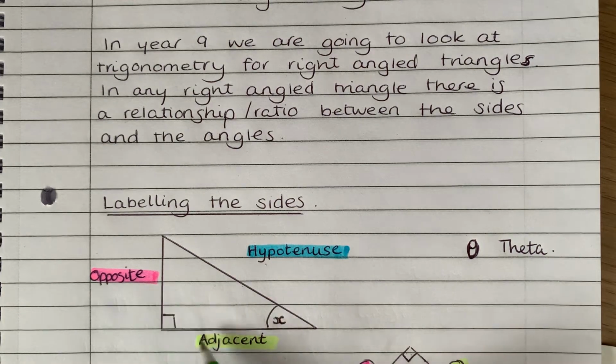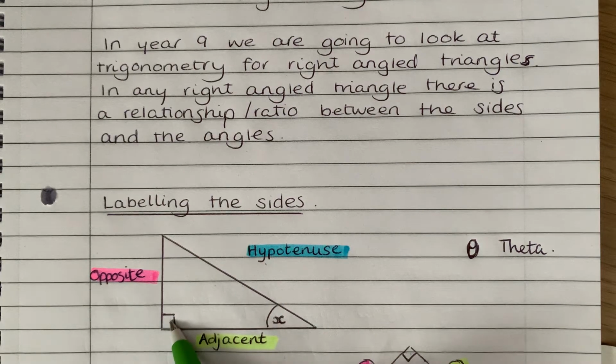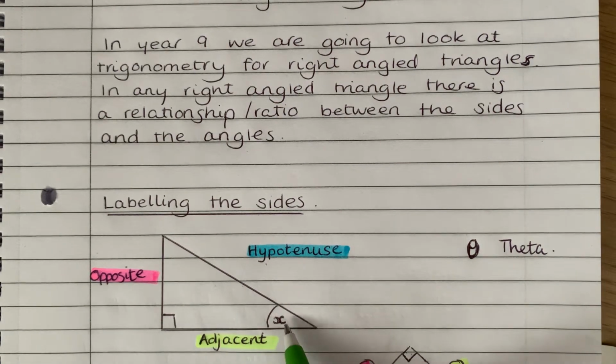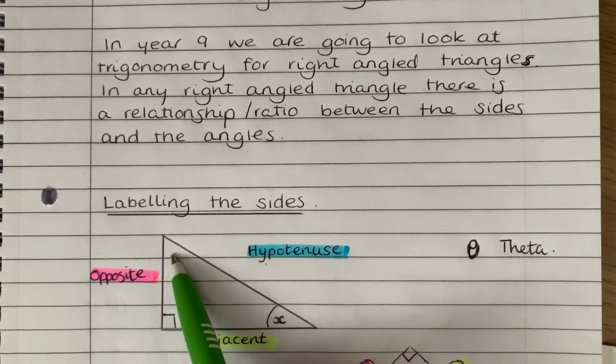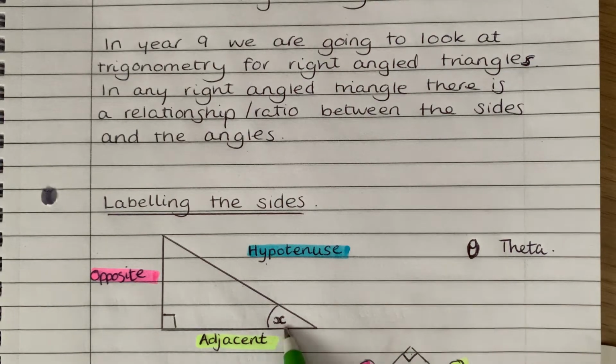Then the two shorter sides, now they can vary. This time we have an angle in the question. Now the angle in the question could be x. It's never this one because that we know is always a right angle. Now x could be here or here. Sometimes you see this written as theta. That's how you spell theta. It's a Greek symbol. Basically it's the angle in the question.